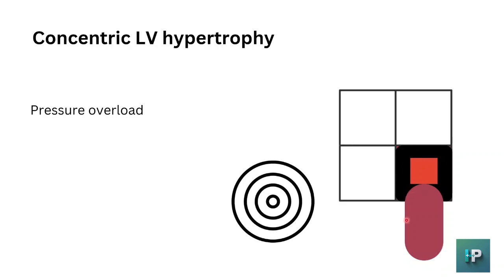In this, the concentric hypertrophy is because the left ventricle needs more pressure to push blood into the aorta through the stenotic aortic valve. So, to increase the pressure, the thickness of the wall increases so that it can push blood with greater pressure. But the lumen size does not increase, as it is not a volume overload state, just a pressure overload. So you can see here these concentric circles, so the wall size increases, but the lumen size does not increase.